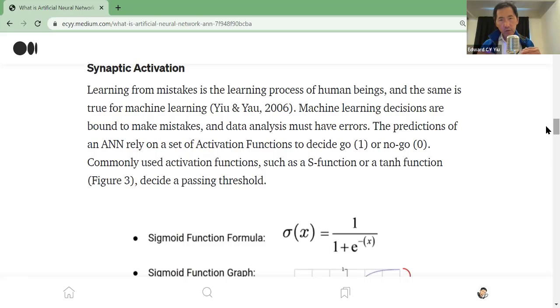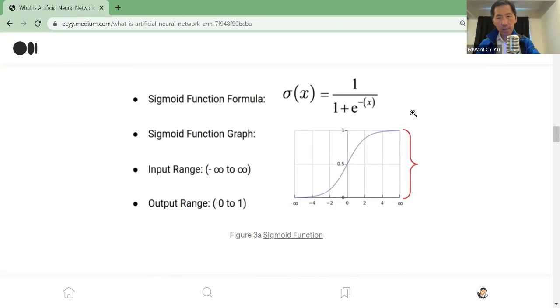So machine learning decisions are bound to make mistakes, and data analysis also would have errors. In order to improve the prediction, every time the predictions are made by an ANN, we pass through an activation function to decide whether go or no go. There are several commonly used functions as the activation functions. Here I show two commonly used functions. One is the sigmoid function, and the other is the tanh function. Yeah, so they look like this S curve. So they are also called S functions.